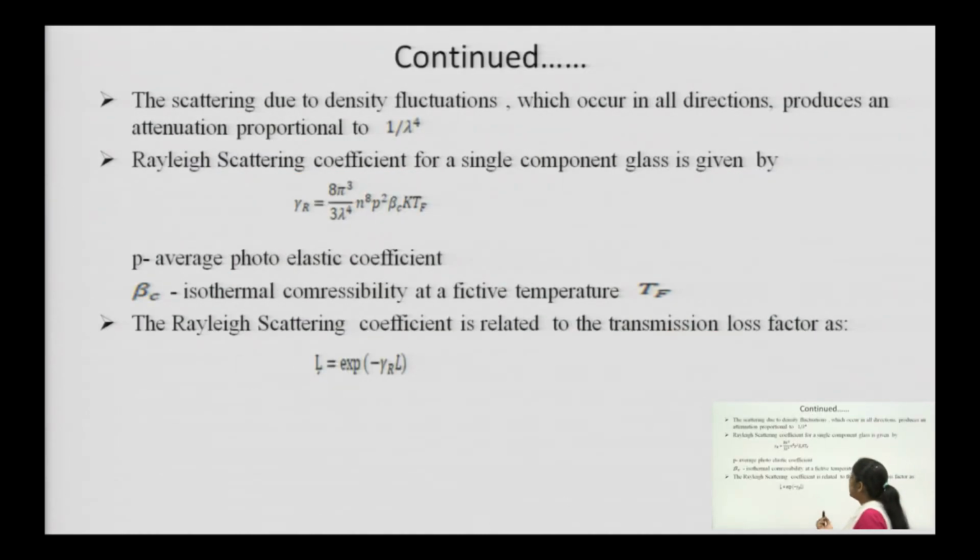Now, here when we say that output varies with the input parameters, what will be the input parameters according to which output will vary? The scattering due to density fluctuation occurs in all directions. We have already known that compositional variation may be reduced by an improved fabrication process, but density fluctuation, which leads to the index fluctuation, will not be reduced. That is why it is mentioned that scattering due to density fluctuation varies with respect to 1 by lambda to the power 4.